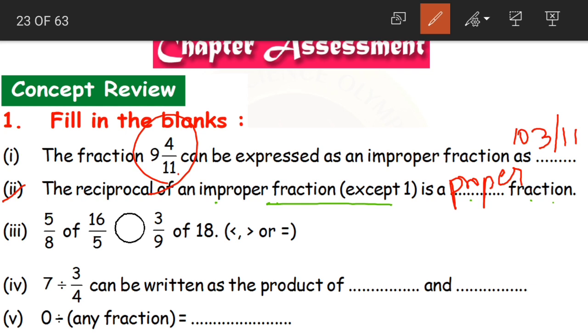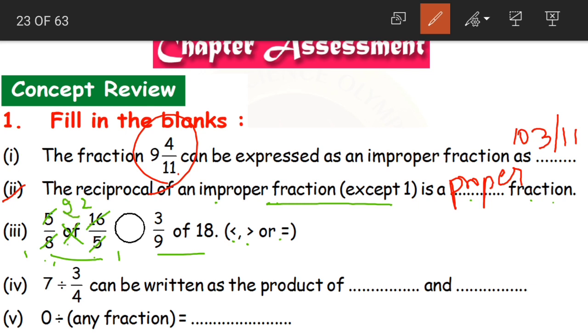Now the next question. 5 by 8 of 16 by 5 is dash of 3 by 9 of 18. We need to solve these two and then compare whether it is greater than, less than, or equal to. 5 by 8 of 16 by 5. How do we do that? We multiply. 8 ones are 8, 8 twos are 16, and 5 ones are 5 gets cancelled. What are we left with? We are left simply with 2.